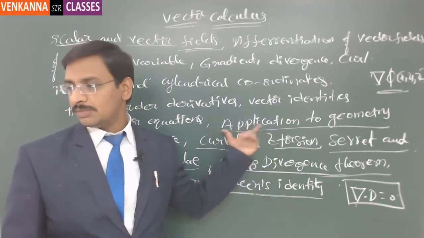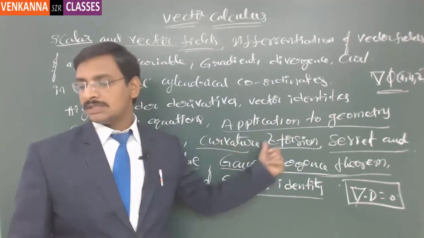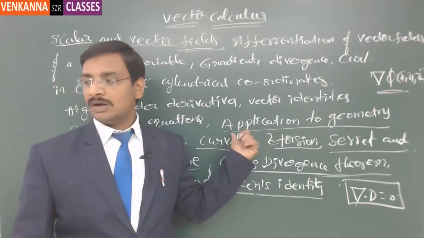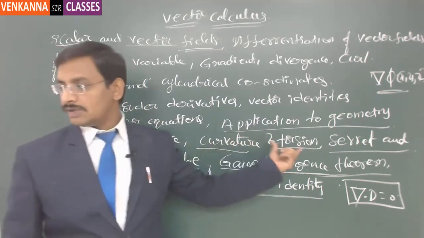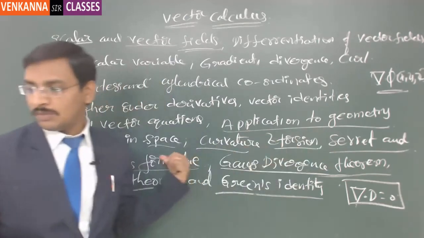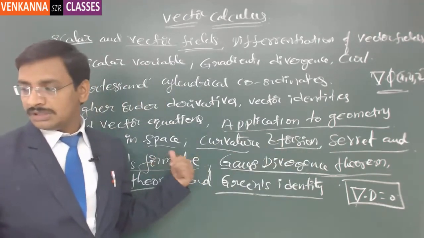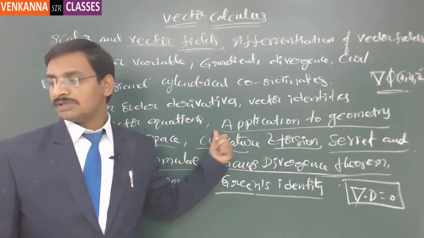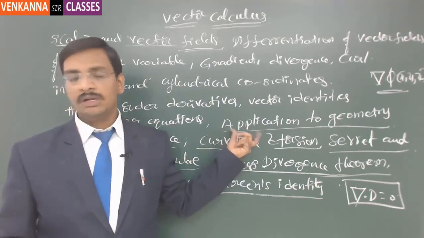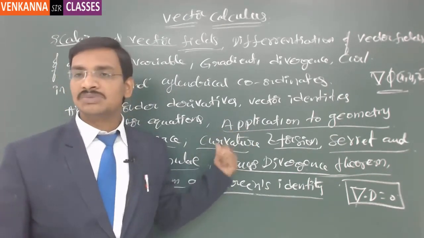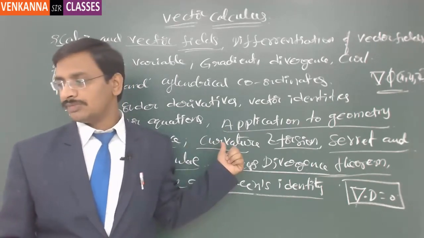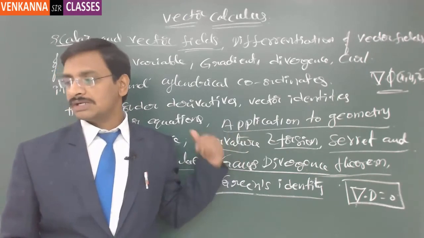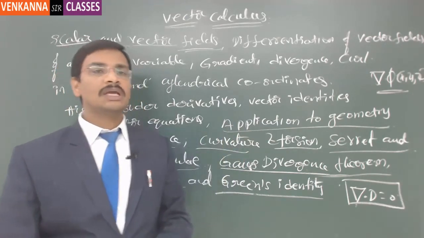This entire section, application to geometry, is discussed as one particular unit, but it covers all the aspects like finding out the curvature, finding out the torsion, and the Serret and Frenet formula, and how they are related to each other. All these things are part of the same syllabus or the same unit, but the stress is more on this because there is a lot of confusion on this particular topic. Got it? So that's the reason you have to understand this section carefully.